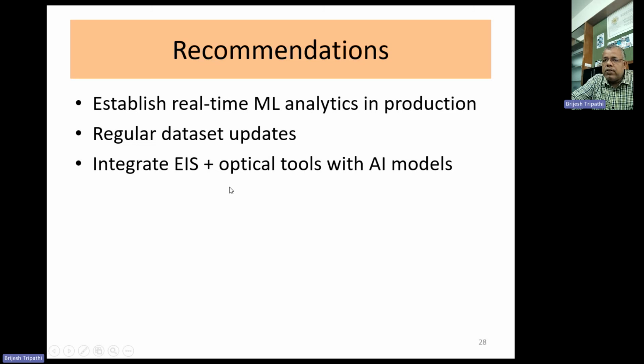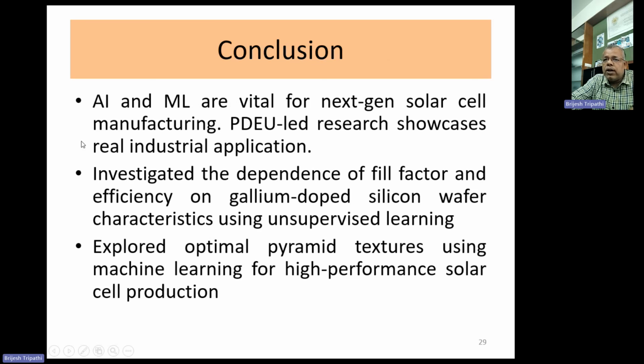Based on our research work, I can recommend to apply real-time machine learning analytics in production line. For greater insight about the dependence of output parameters on input parameters, dataset updates are required regularly, and also we can integrate the electrochemical impedance spectroscopy system with optical tools for artificial intelligence based models. Final conclusion is artificial intelligence and machine learning are very important for next generation solar cell manufacturing.